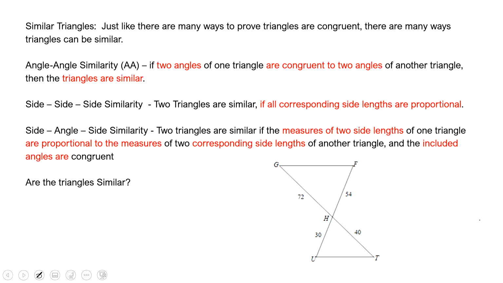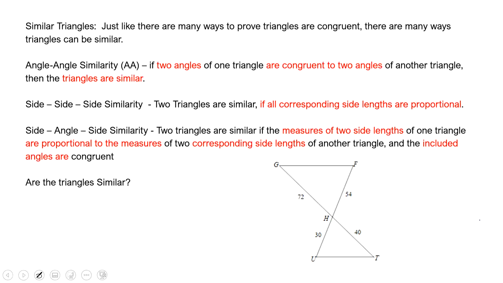If any two angles of one triangle are congruent to two angles of the other triangle, then the triangles are similar because that makes all three angles congruent. The side similarity is if all the corresponding side lengths are proportional. So you just have to make sure you're matching up the corresponding sides, figure out what the proportion is for all three of the sides. If those three proportions are the same, then the triangles are similar.